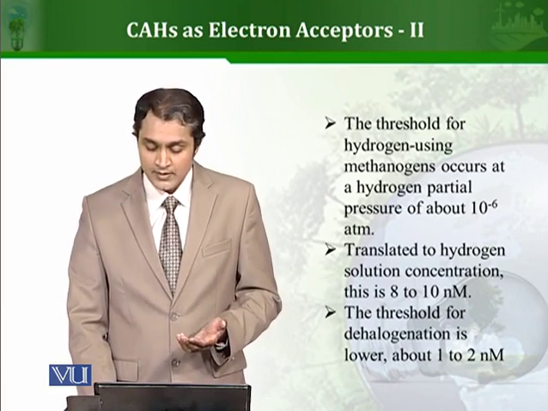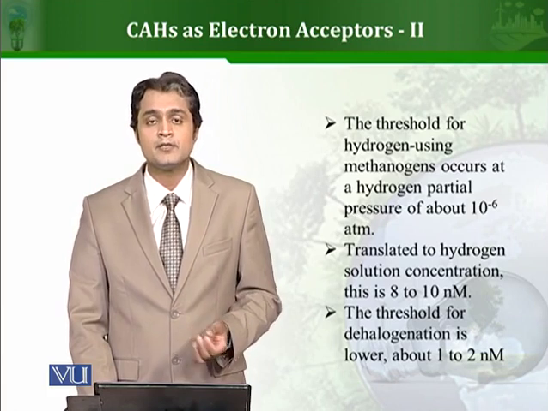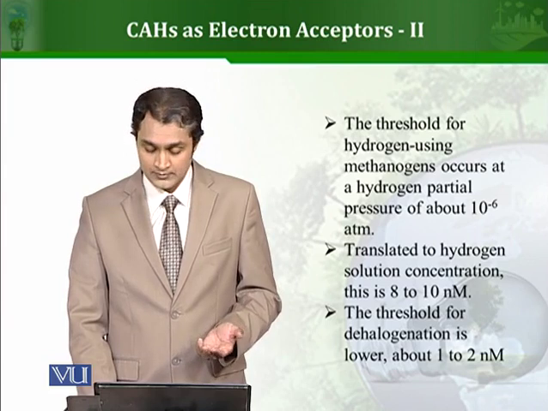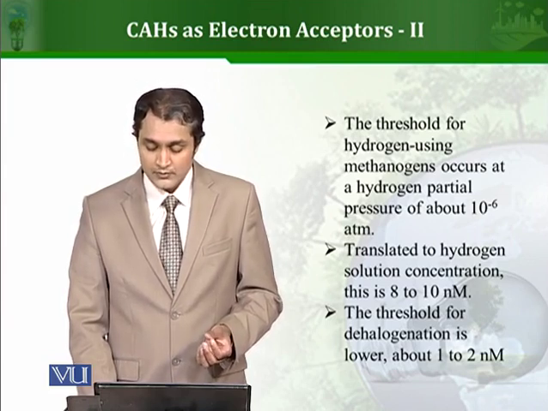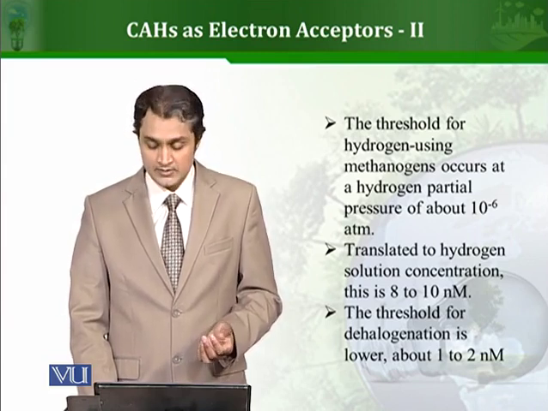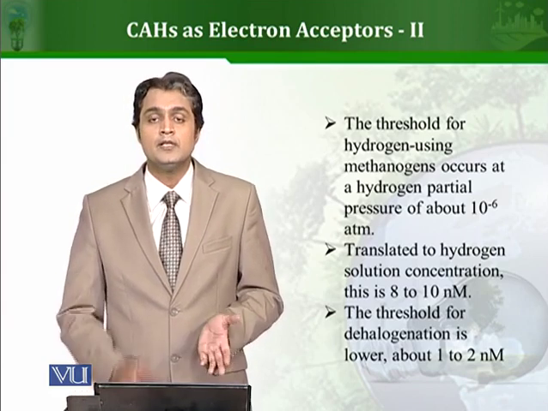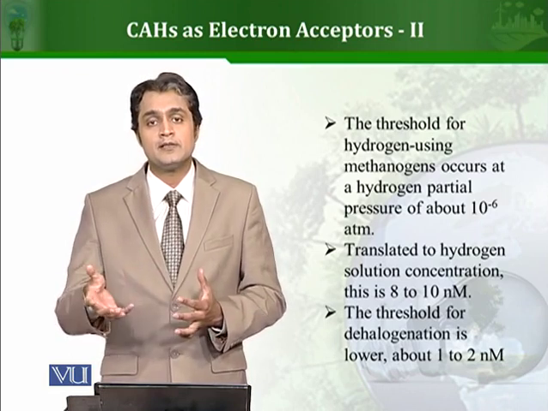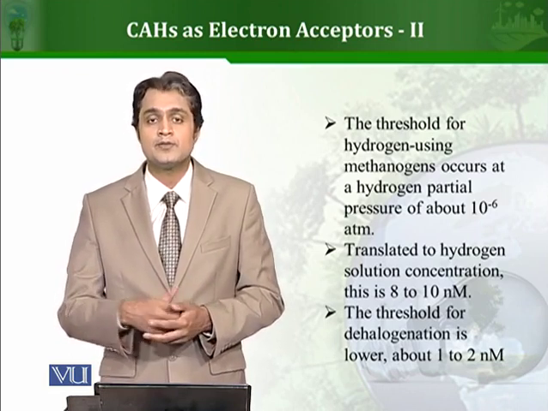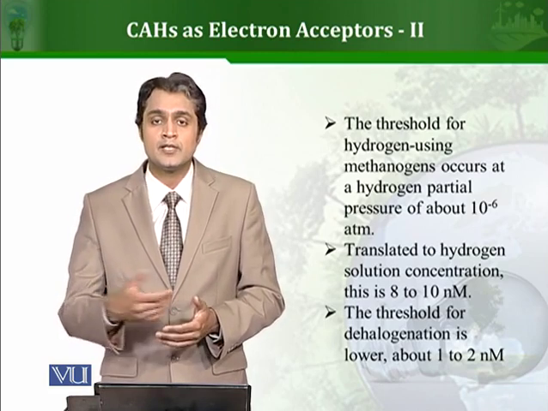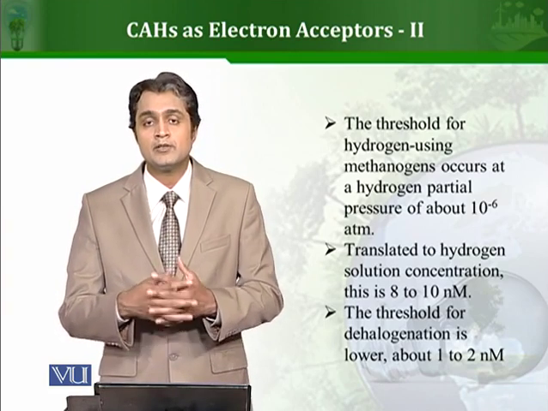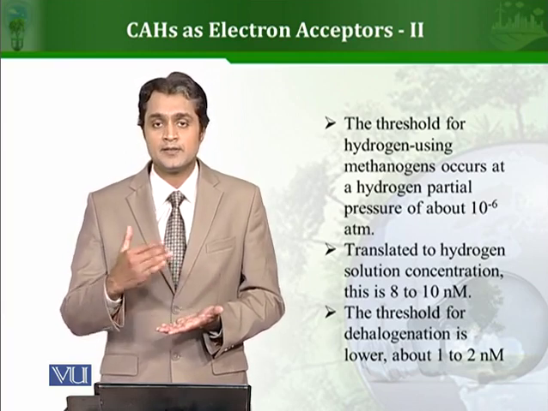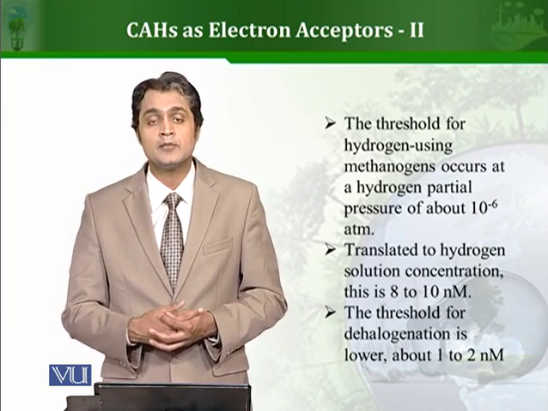Now, how much hydrogen should be there for the methanogens so they can use it? The threshold level is about 10⁻⁶ atmospheric pressure. If we translate it into concentration, it is mostly 8 to 10 nanomoles. The threshold for dehalogenation is much lower, about 1 to 2 nanomoles only. So you can see here, if the methanogens are present as well, they will like to use the hydrogen which is just generated due to fermentation of organic matter. However, the methanogens cannot use hydrogen until the concentration is at a certain level, which is 8 to 10 nanomoles.